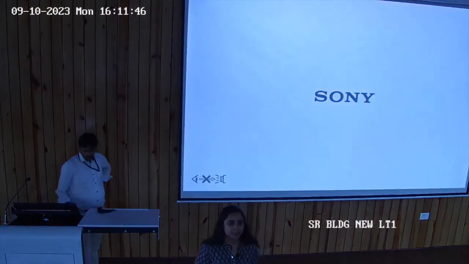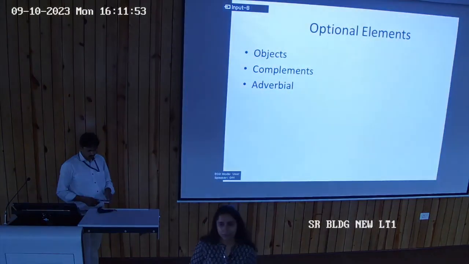Has only 2 elements. All right. And which are those 5 elements? S, V, O, C, A. S stands for subject, V stands for verb, O stands for object, C for complements, and A for adverbials. We have discussed 2 compulsory elements, that is subject and verb. And now we are supposed to discuss objects, complements, and adverbials.